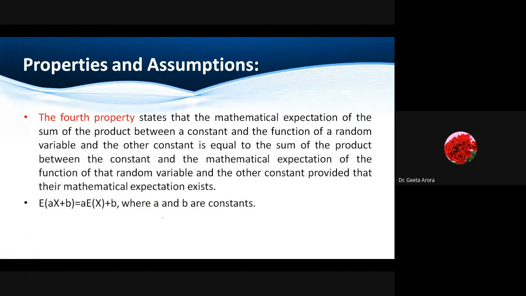Similarly, if we talk about the fourth property, it is very important and simple also. Here, we have the expected value of aX plus b, a multiplied by a random variable plus a constant b. If you open it, it becomes E of aX plus E of b. E of b is a constant, and for E of aX, a comes outside and we have the expected value of X.